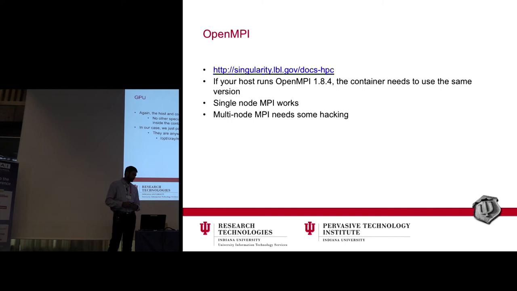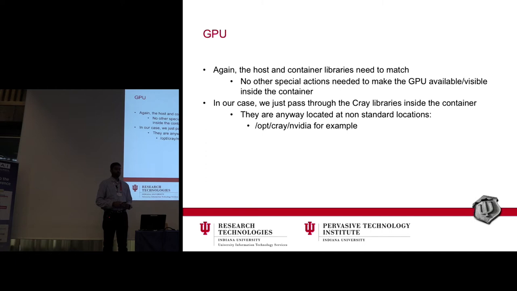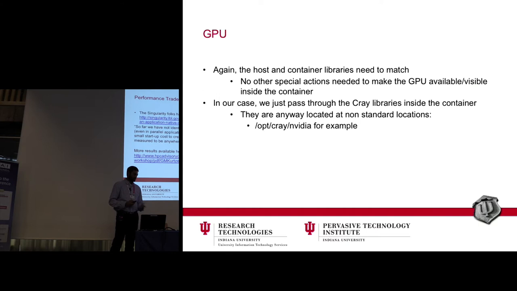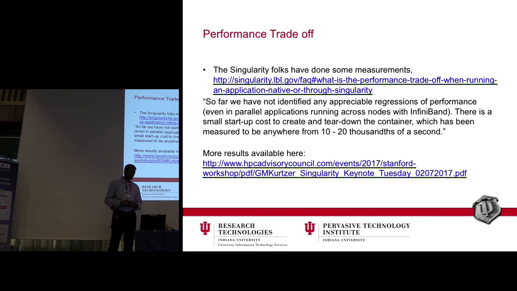So GPU compatibility is pretty straightforward. It just works out of the box. You just have to pass through the drivers that are on the base system through to the container, which we do on our GPU system by default. We included like 3 or 4 paths where the drivers exist. Every time a container is run on that system, those drivers are automatically bind mounted inside the container, and it just works. We haven't seen any performance issues, really. And there have been a few studies that show that containers don't really impact performance much.